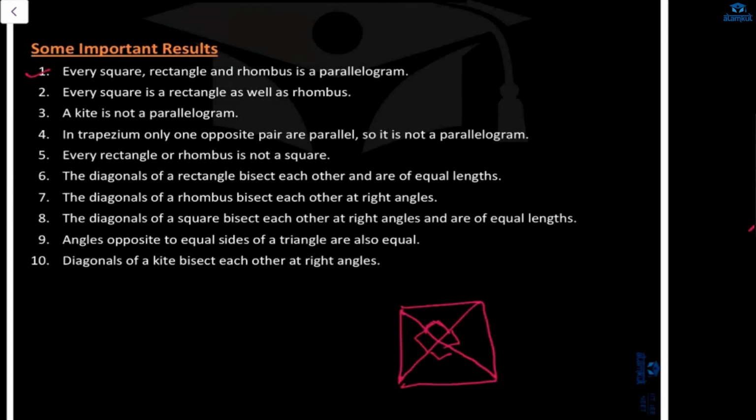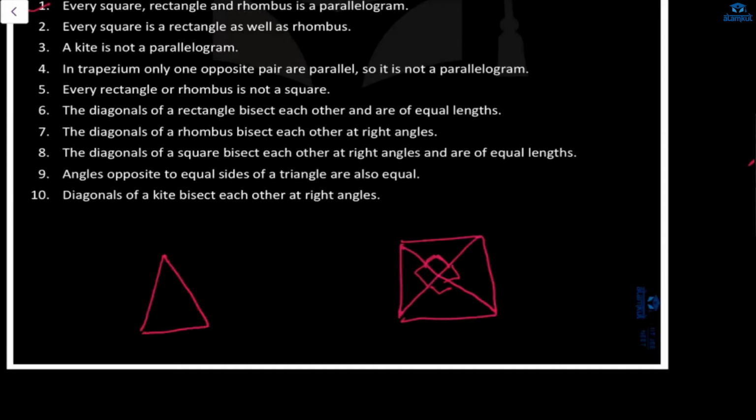Angles opposite to equal sides of a triangle are also equal. We already know that if this side is equal to this side, the angles opposite to them are also equal. What is the name of this type of triangle? Isosceles triangle. And what is the quality of an isosceles triangle? The two sides are equal, and the angles opposite to these two sides are also equal to each other.